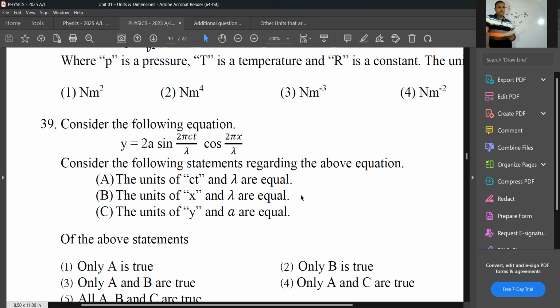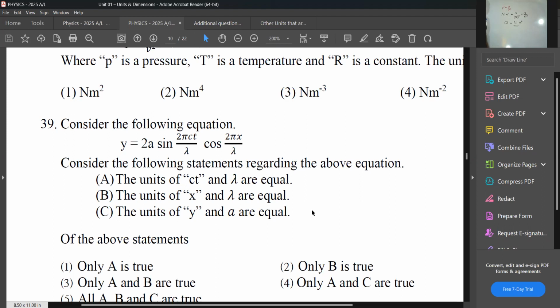Tell me. The units of CT and lambda are equal. Is that true? Yes, good. Since it's an angle, it should be dimensionless. So it should be 1. Very good. Thank you.